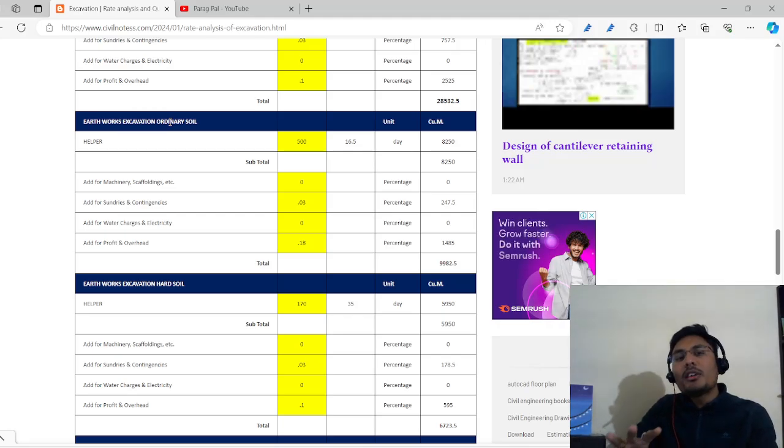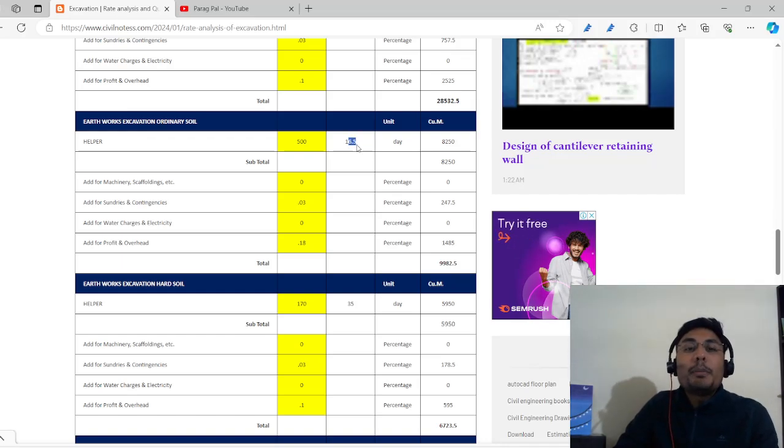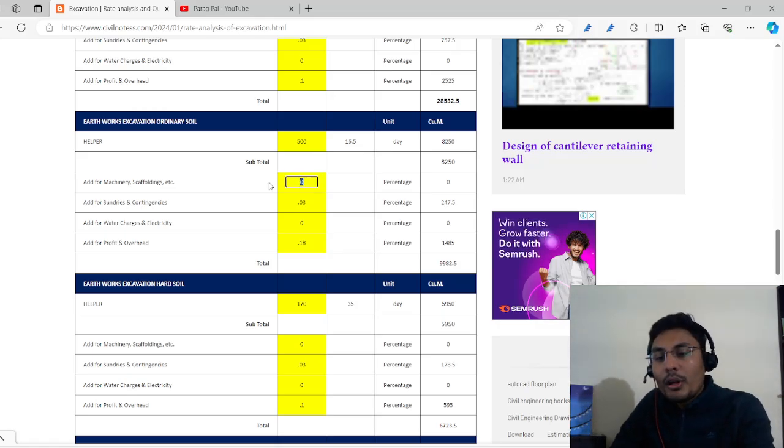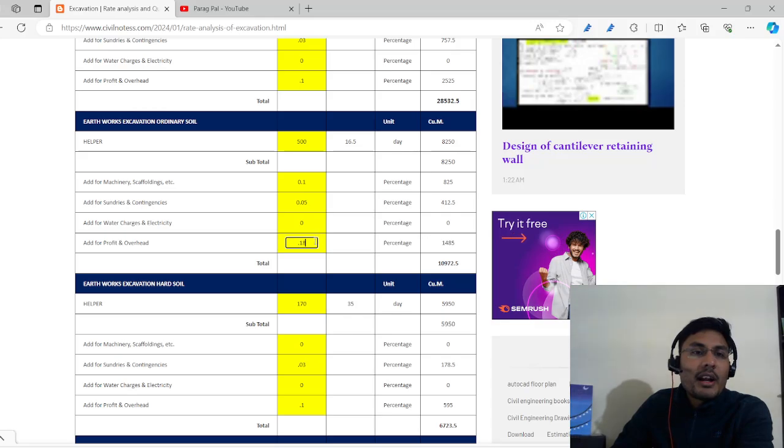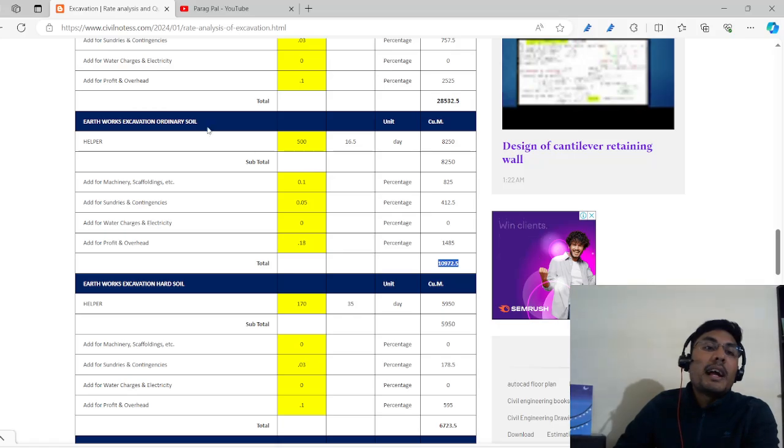So you are going to do earthwork in ordinary soil. You can see you require 16.5 helpers per day. You can consider the rate of the helper as 500 rupees. It will give you 8,250. There is no machinery required. If you require it, just put how much machinery work you require in percentage. I put 10 percent. Sundries I have put at 0.05 percent. The water charge is not required. Profit I'm considering 18 percent. So you can see 10,000 rupees will be required to complete that excavation work for ordinary soil.